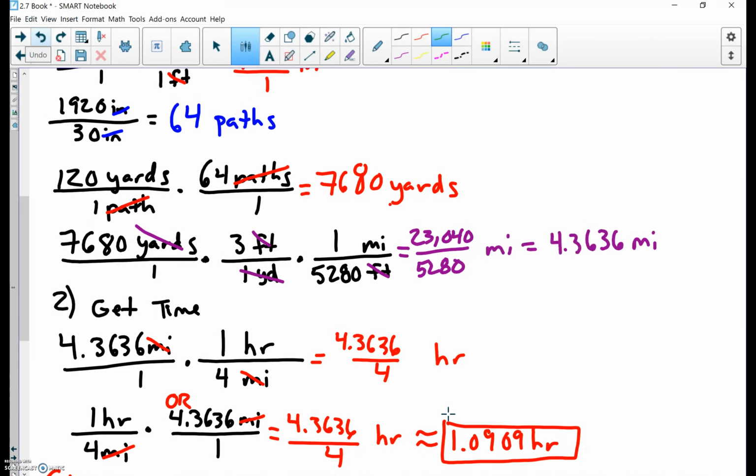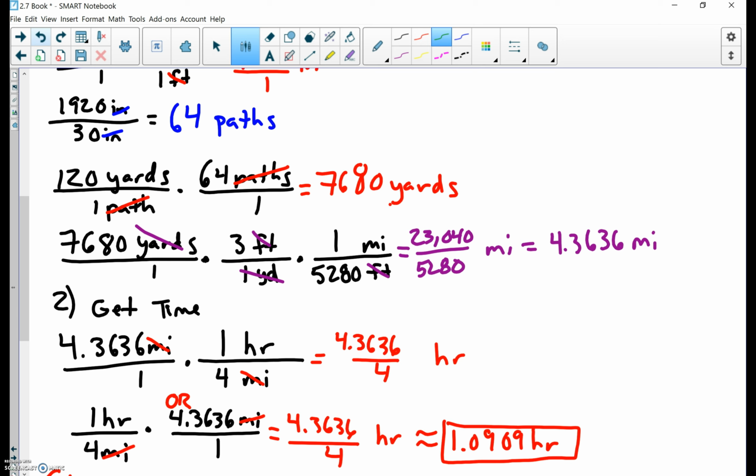Really all that's left at this point is that last step to check to see if our answer seems correct. There were a lot of steps involved with this one, and we could definitely backtrack and take our answer in hours and get it back to distance, and then make sure that the final distance we get is the same as the football field.